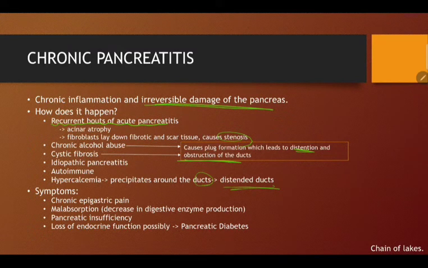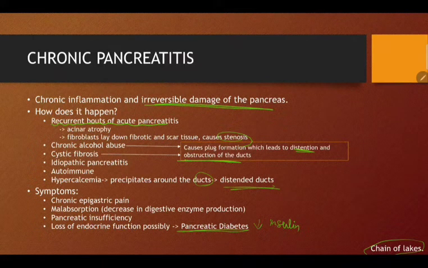Naturally, when the inflammation keeps going on and on, it doesn't just affect the ducts, it doesn't just affect the acinar cells, it starts to affect the islets of Langerhans. And that's when you can have pancreatic diabetes and pancreatic insufficiency. Why will it be diabetes? As you all know, because there's a decrease in insulin.